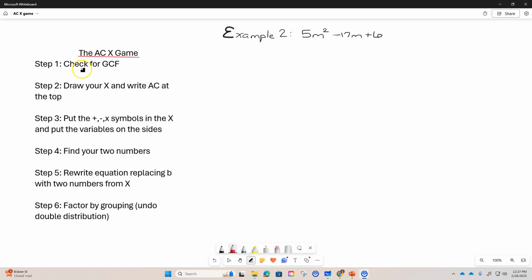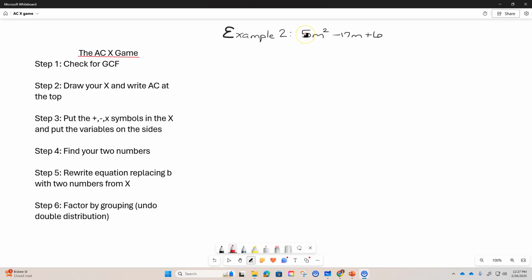So these are the steps for factoring trinomials that have an a other than 1 using what I call the ACX game. You always have to start off by checking your GCF, checking to see if there is a GCF.